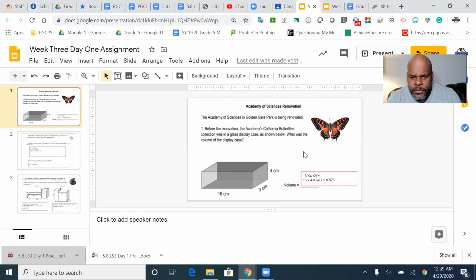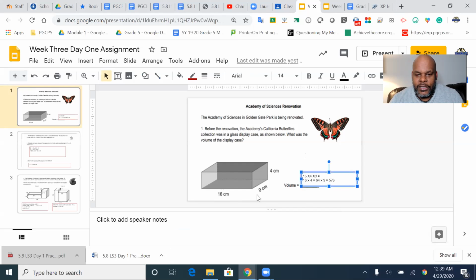All right, so first thing we have is: before the renovation, the Academy's California Butterflies collection was in a glass display case as shown below. What was the volume of the display case? Well, the volume is equal to length times width times height. 16 times 4 times 9. The answer is 576.